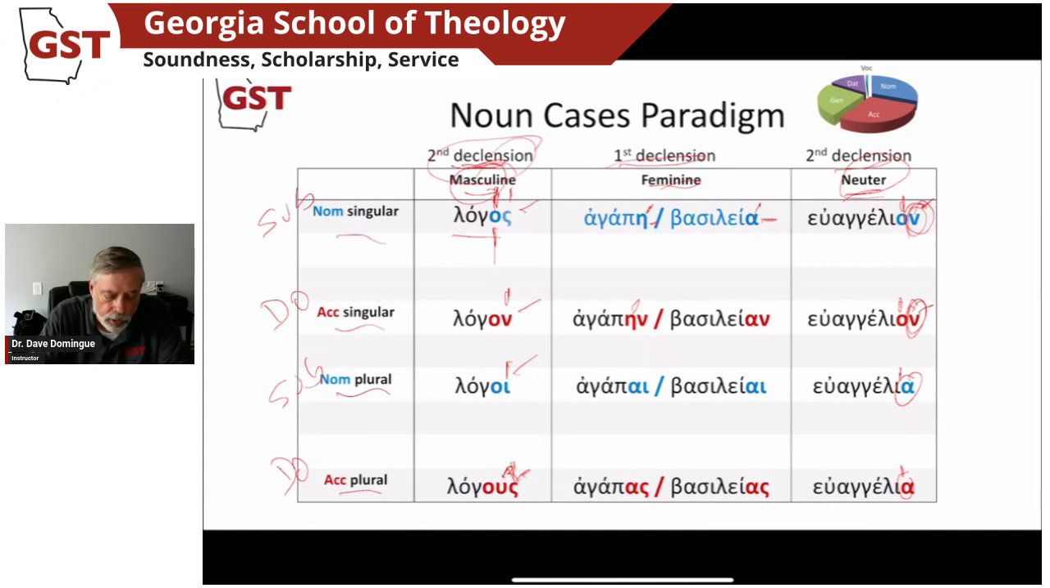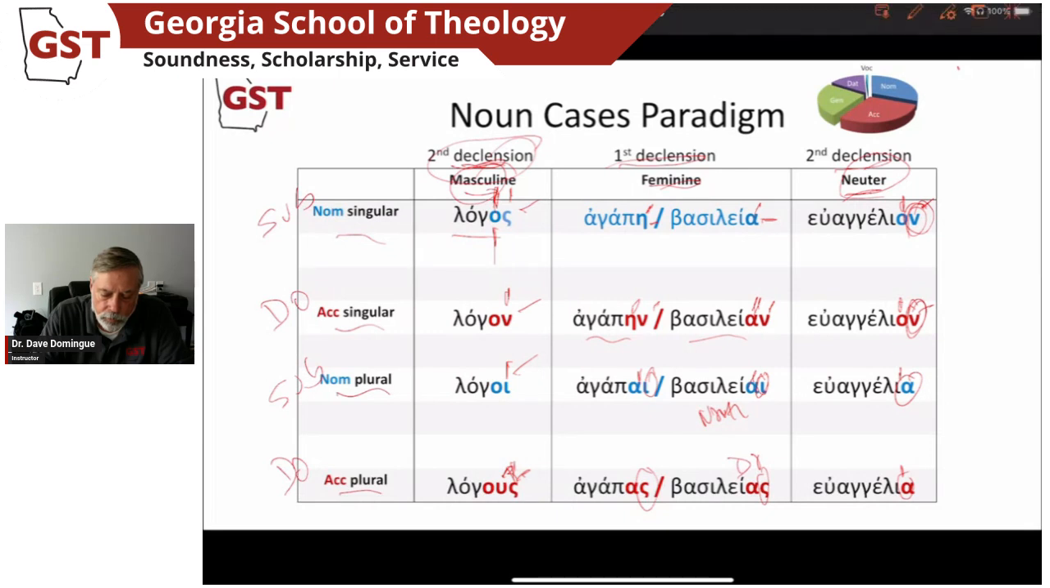Now here you have again the eta or alpha: agape, love, basileia, kingdom, and the alpha connecting vowel with the noon. The noon ending tells me it's in the accusative case, functioning as a direct object. The plural, here's our iota for the plural with its connecting vowel. In that case, it's the alpha. The sigma and the sigma for the plural accusative. So it's a direct object. This is nominative, functioning as the subject.